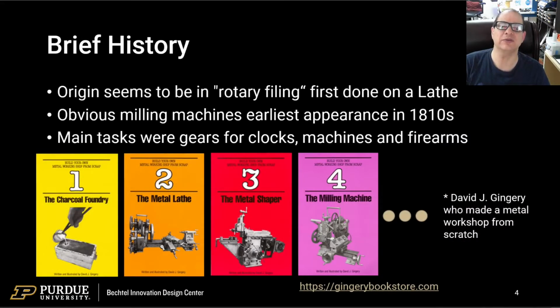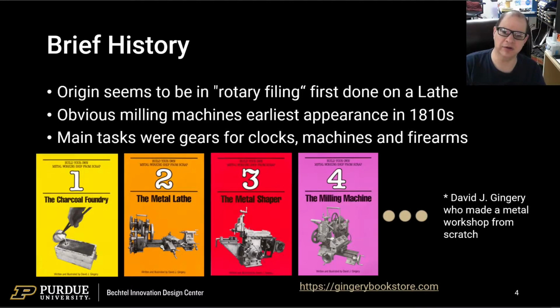If we look at the history of milling, it came later than the lathe. David Gingery made a series of 7 books on building your own metal shop from scrap, starts with casting, and the first machine he makes is a metal cutting lathe. Well, and then a metal shaper, and then you can see the milling machine is actually machine number 4. Now, the reason is milling machines are quite complicated.